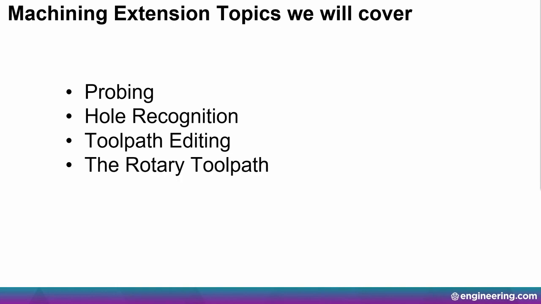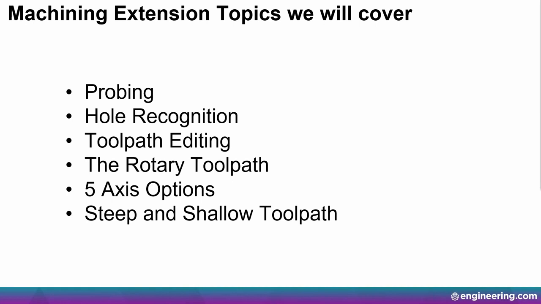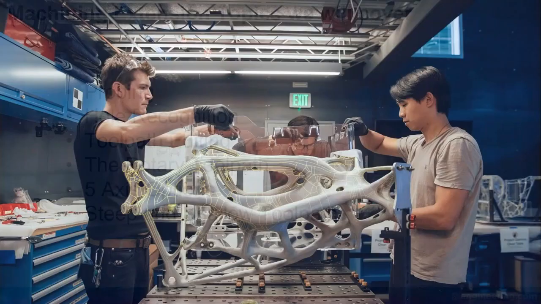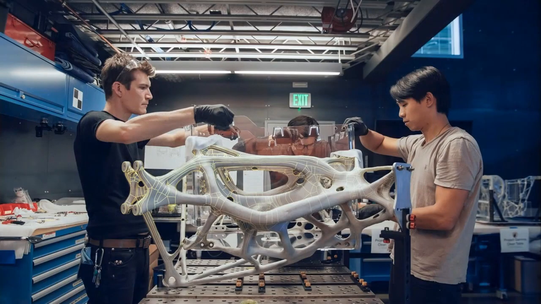We're also going to go over the rotary toolpath, which is a continuous 4-axis strategy for simultaneous 4-axis finishing. Then we will touch on some of the 5-axis options that are available in the extension, and lastly we will talk about the steep and shallow toolpath. So with all that being said, let's hop over to Fusion and take a look at some of these items.